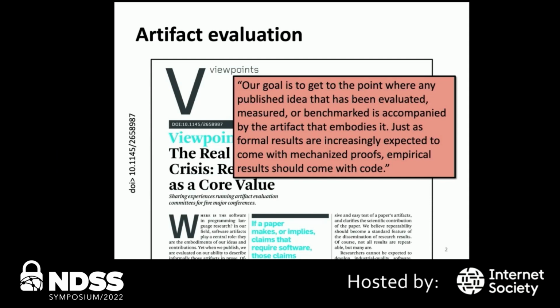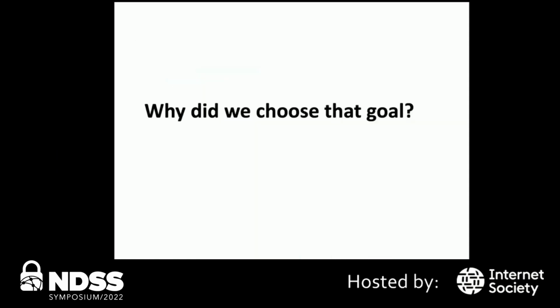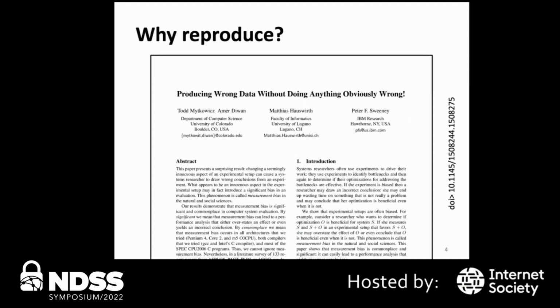So this was a response to several things that were going on at the time related to the replication crisis more broadly in science, but in particular in computer science. While perhaps computer science hasn't had the same sort of replication scandals that other disciplines have had, there was a lot of feeling that we should do better, that we can do better. And so why is it that we wanted to do artifact evaluation in the first place?